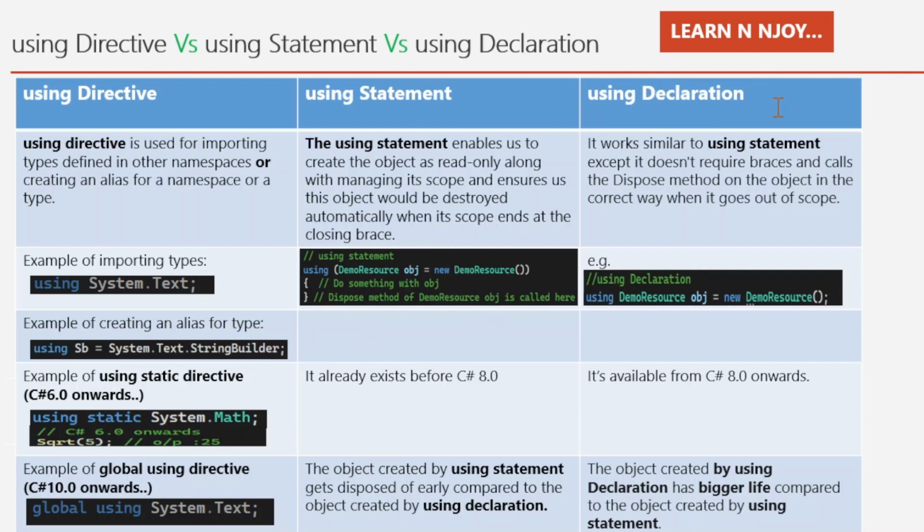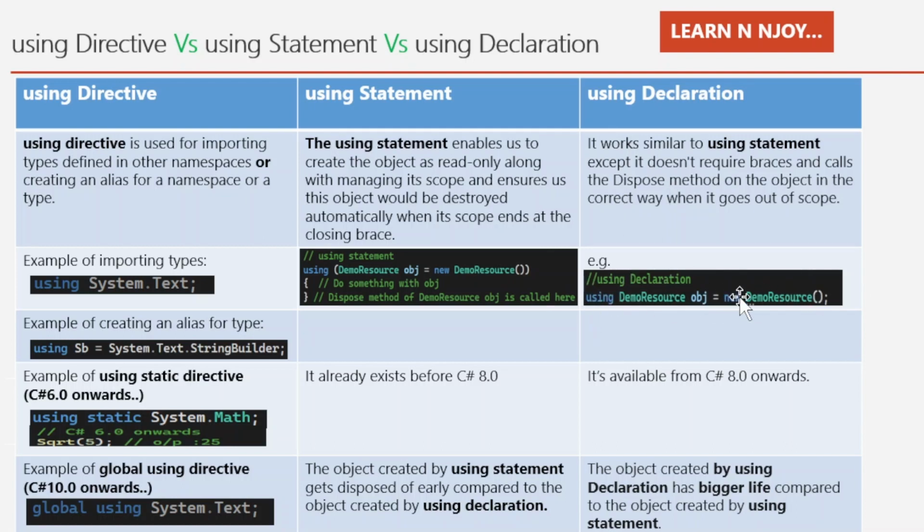Whereas if you see the using declaration, it works similar to the using statement, except it does not require braces and calls the dispose method on the object in the correct way when it goes out of scope. We just need to write like this: using DemoResource object = new DemoResource. It will do the same thing, but we don't need to write the braces over here, and that's what you are able to see.